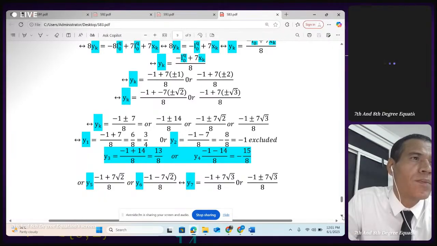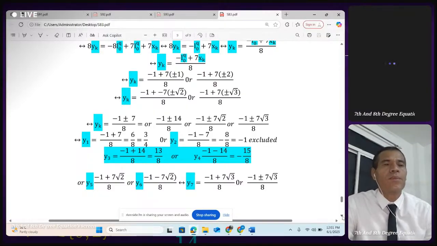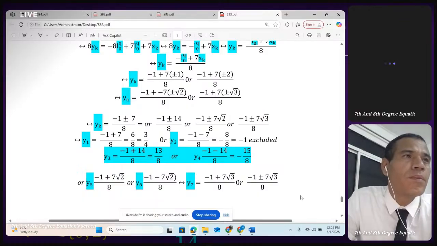There are fractions like 3/4, 13/8, minus 15/8, and also expressions involving root 2 and root 3, like minus 1 plus or minus 7 root 2, all over 8. It even explicitly points out that one value, yk equals 1, which you get when xk is -1, is excluded for some reason. Fascinating. So the overall picture seems to be: use the same fundamental method, that discriminant formula, on two polynomials that are related because they share initial coefficients.